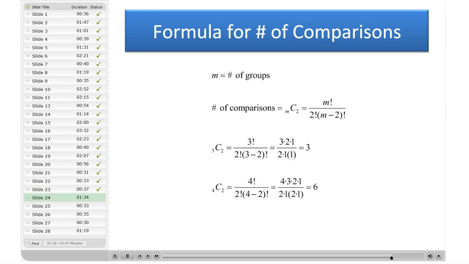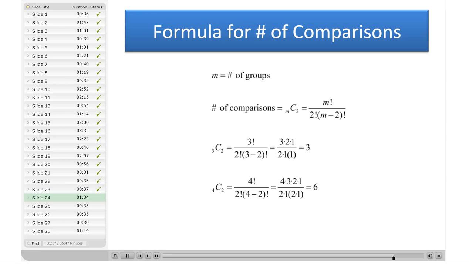But if you have 4 groups, it results in 6 comparisons. So you might have been wondering, is there a nice formula that we can use to calculate the number of comparisons that will happen? There actually is. If we let m be the number of groups, then the number of comparisons is equal to m choose 2.